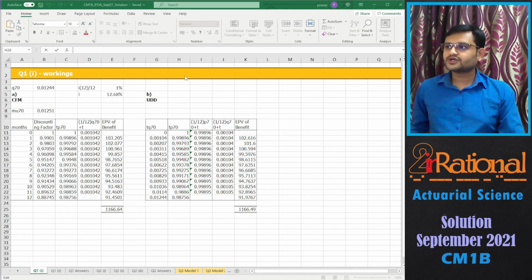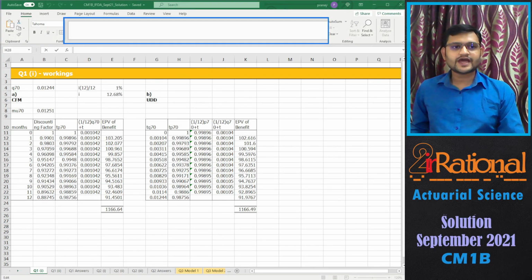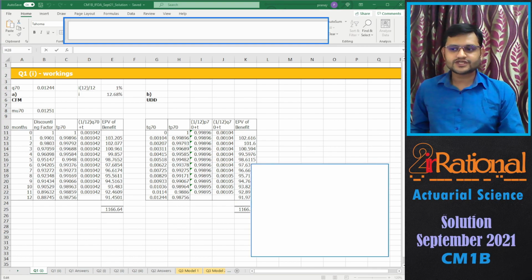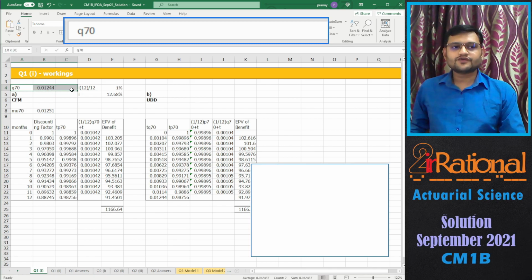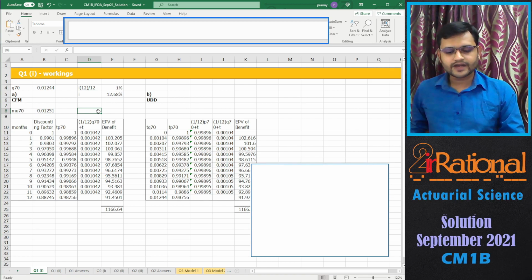So here in the solution, for convenience, I have made the function bar a little bit bigger so that we can see the formula whenever we are referring to it. And I will use this section here to explain stuff, formulas mainly, whenever required. So here Q70 and i12 by 12 was given to us. I calculated i, but I did not use it. I calculated mu 70 in terms of constant force of mortality because our mu is going to stay constant, but it was not required as such.